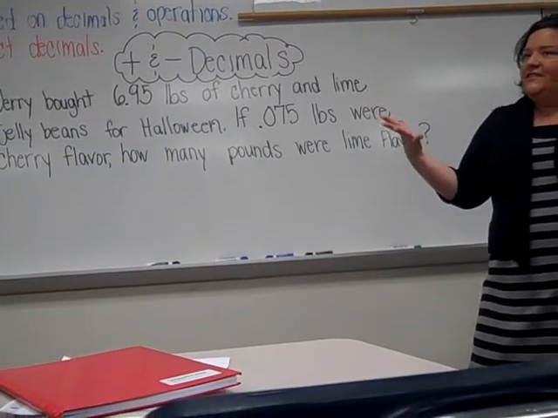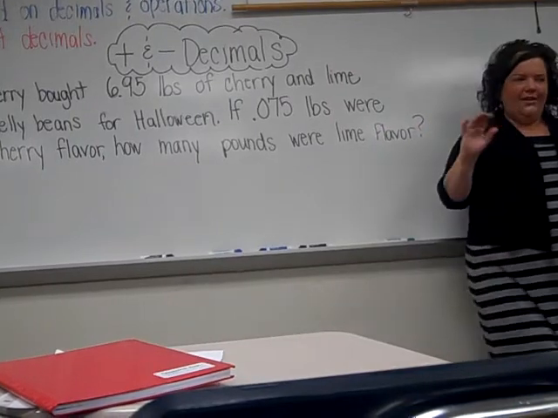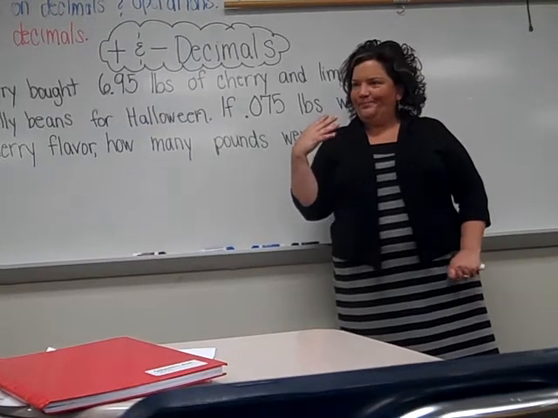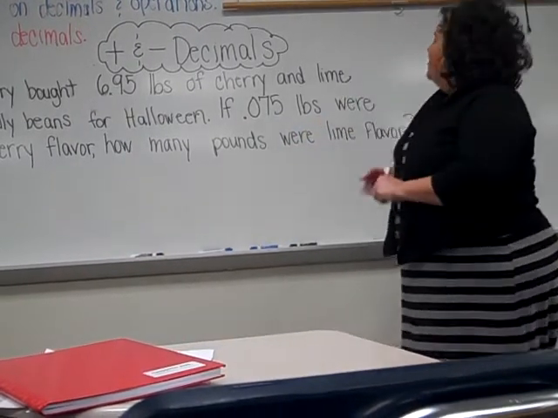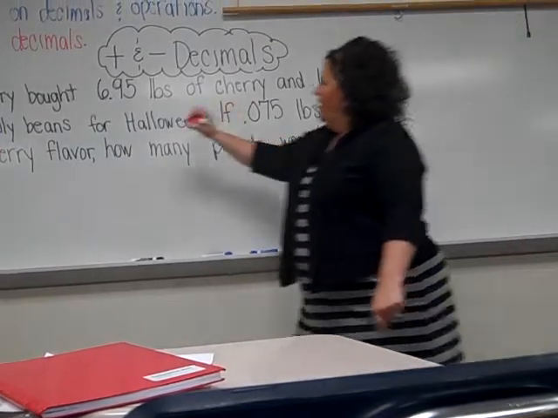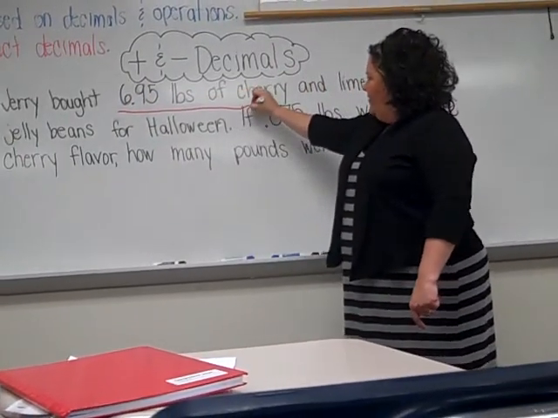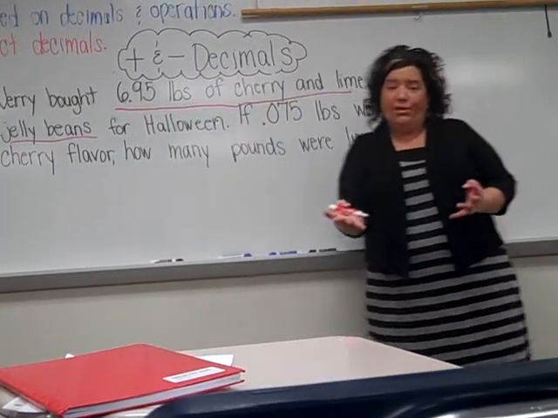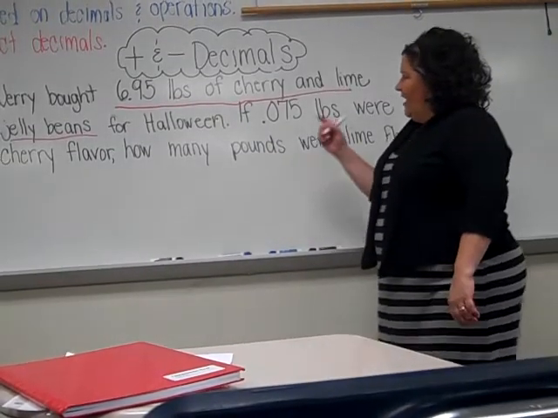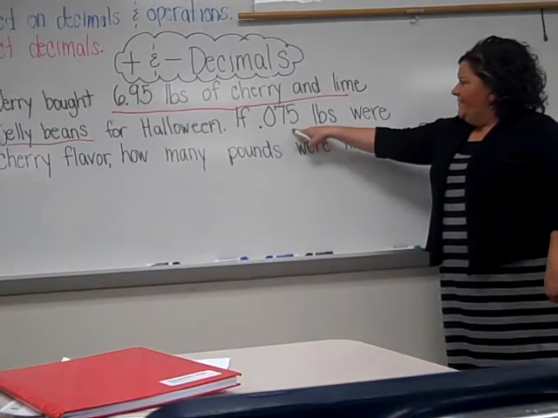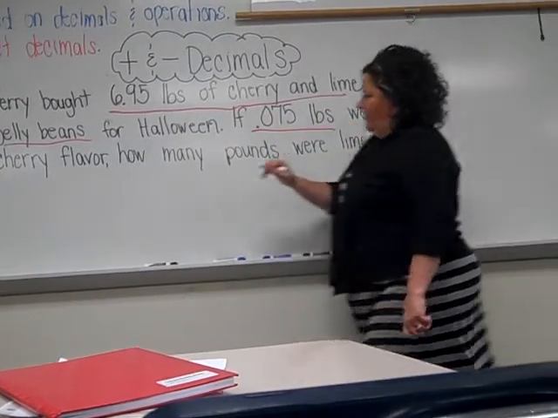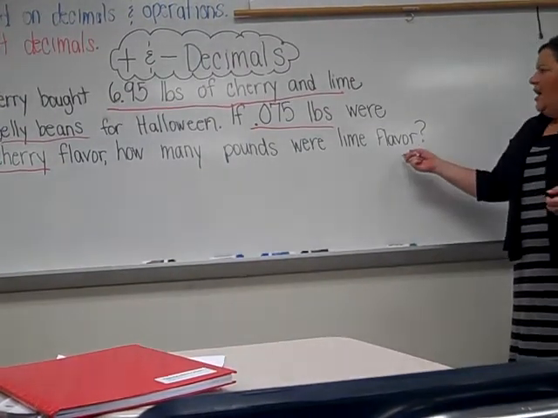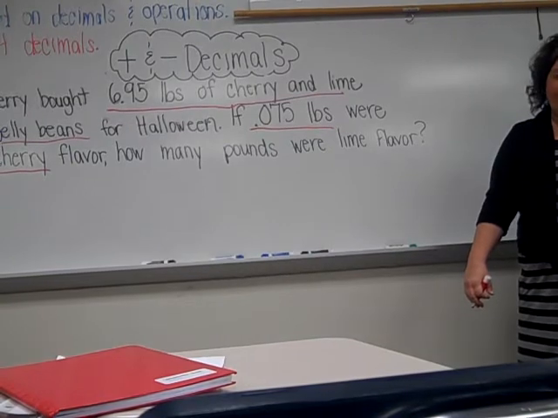So we're visualizing this problem. I can see all of you thinking about the cherry and lime jelly beans in your brain. Are you thinking about them? Yes. I wonder if they're tasty. So we know that Jerry bought a total of 6 and 95 hundredths pounds of cherry and lime jelly beans. So that was his total amount that he purchased. And we know that 75 thousandths pounds were cherry flavor. But children, we're trying to figure out how many pounds of lime flavor he purchased.